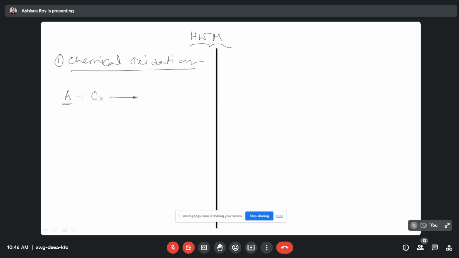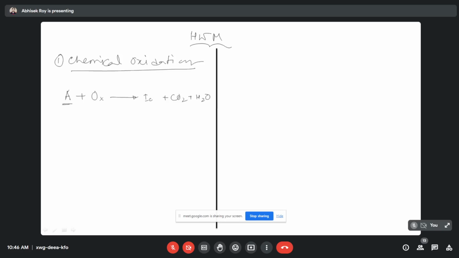which will oxidize this chemical compound A to some intermediate compounds, and carbon dioxide and water. So say it will be converted to carbon dioxide and water plus an intermediate compound, an intermediate compound I, that will be generated.